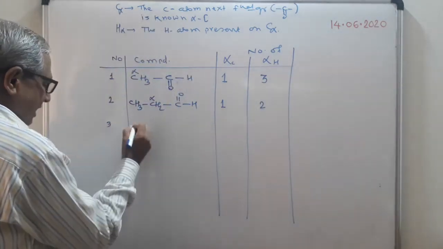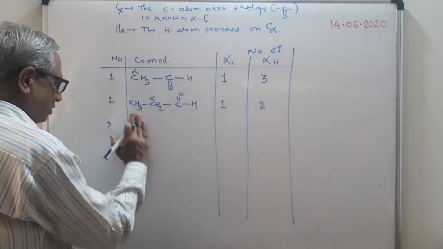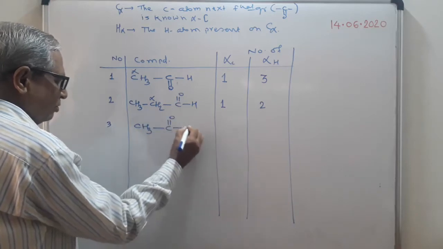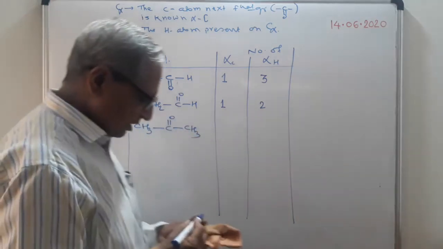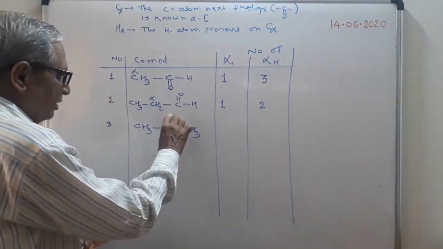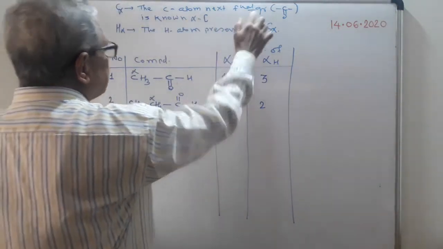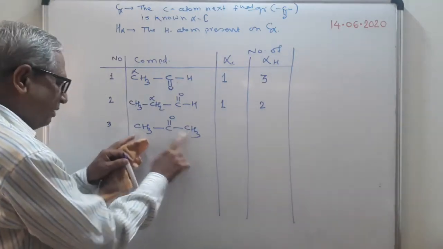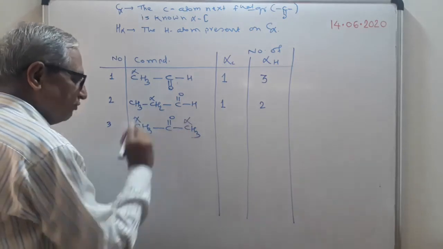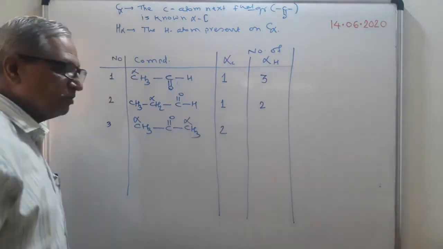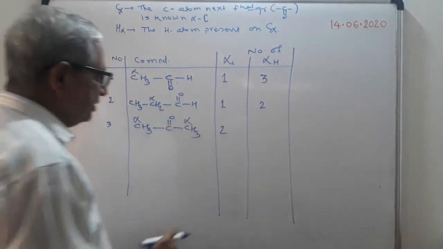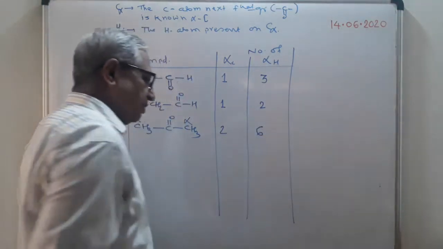Third example, acetone. Acetone has the formula CH3, C double bond O, CH3. See, ketone has the functional group C double bond O. The carbon atom next to the functional group on the right hand side is an alpha carbon, and on the left hand side is also an alpha carbon atom. So it contains 2 alpha carbon atoms. Now see here, on each alpha carbon 3 hydrogens, 3 plus 3, 6 alpha hydrogen atoms will be here.